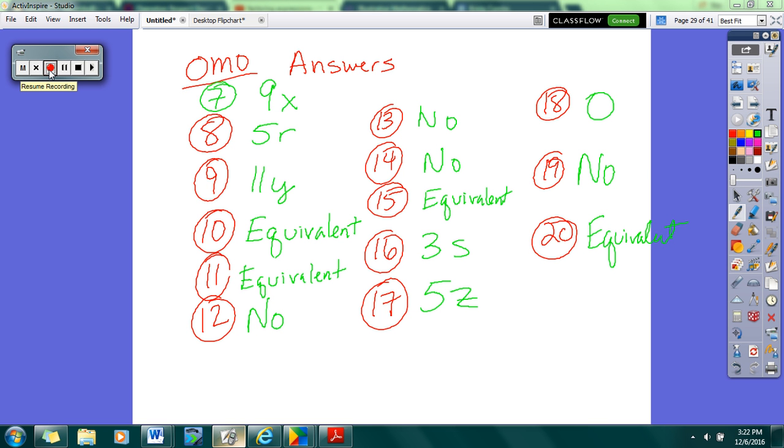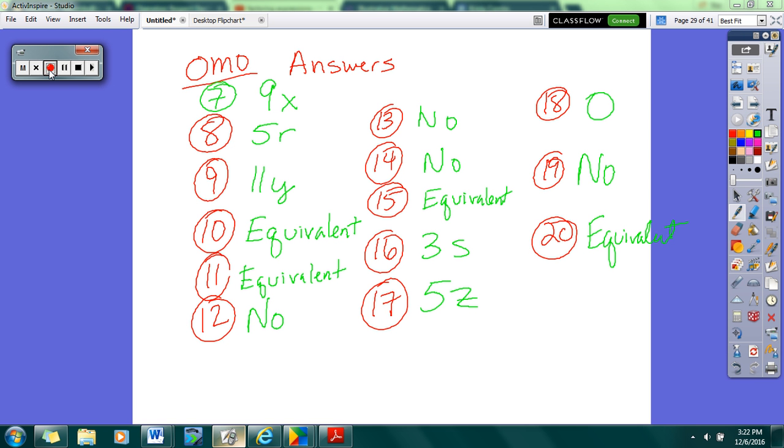Okay, here are the answers to the on my own problems. Let me go through them just to make sure you know how to do them. So I have x plus 8x, so that's really a 1x plus 8x's equals 9x's. 3r plus 2r equals 5r's. 5y plus 6y is 11y's. In number 10, 3a is going to be equal to 1a plus 1a plus 1a, which is 3a's.